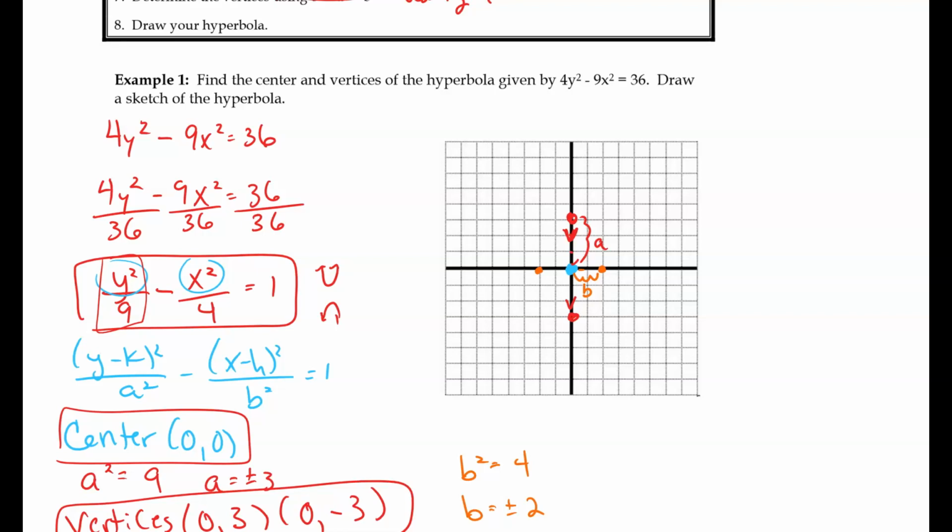So the box, I'm going to use red. Oh, let's not use red here. Let's use black to graph this. Notice it looks like this. So this makes a rectangle. And notice smack dab in the middle of that is your center. Then you're going to draw your asymptotes, connecting diagonally, going through the center.